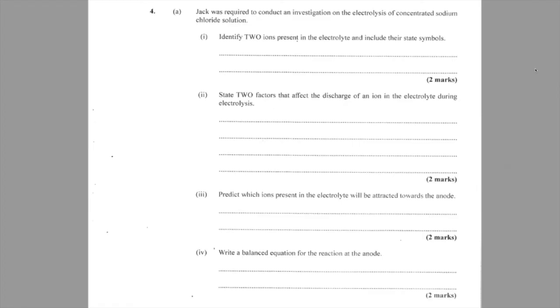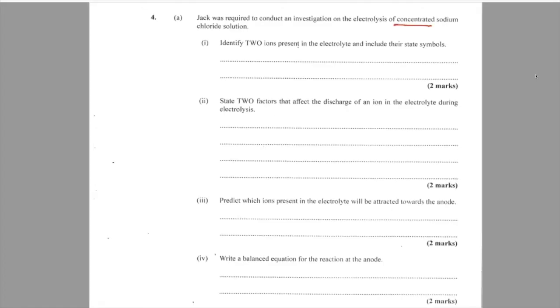This question is an electrolysis question. Let's just get right into it. Part A of number 4. Jack was required to conduct an investigation on the electrolysis of concentrated sodium chloride solution. Very important word there, concentrated sodium chloride solution. It makes a big difference. Identify 2 ions present in the electrolyte and include their state symbols. If we're talking about concentrated sodium chloride solution, then naturally we're going to have sodium ions, Na+ ions, aqueous, it's in aqueous medium. Would also have chloride ions, that's Cl−.